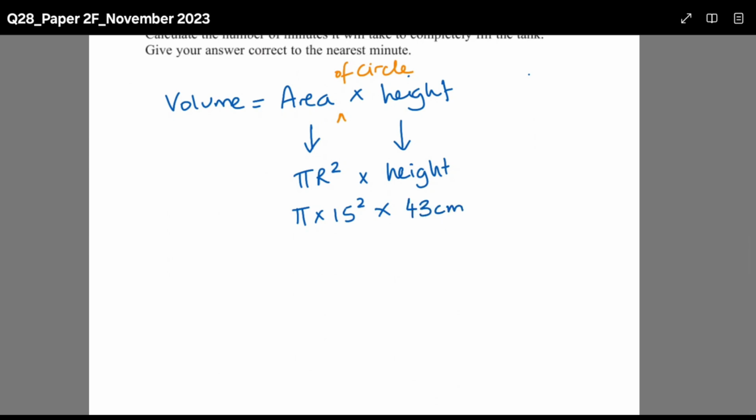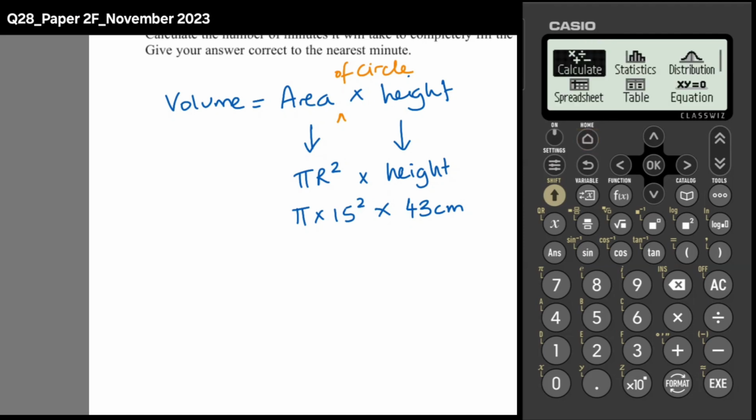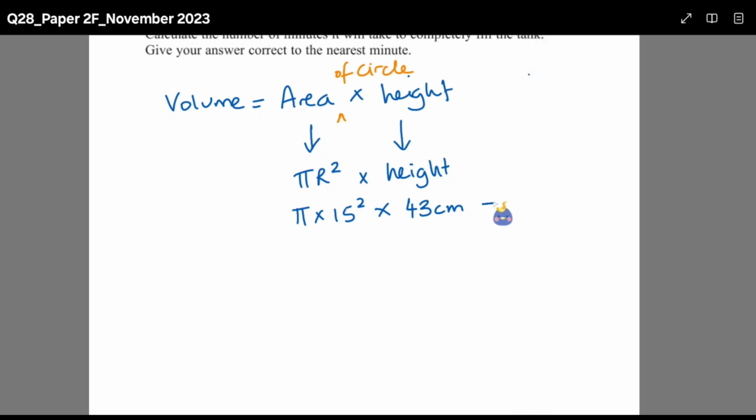Now, if we put all this into our calculator, for today's question, I'm using the Casio 991CW. So I'm going to go to home, and this is just a calculation. So I'm on calculate, I'm going to select OK, and then I'm going to type in shift then 7 to bring up pi, times 15, and then this button here to square it, and then times 43, and then execute.